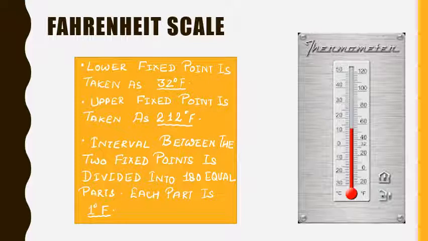Next scale is Fahrenheit scale. In this scale, the lower fixed point is taken as 32 degree Fahrenheit. The upper fixed point is taken as 212 degree Fahrenheit. The interval between the two fixed points, that is from 32 degree Fahrenheit to 212 degree Fahrenheit, is divided into 180 equal parts. Remember, in Celsius scale it was 100 equal parts. Here it is 180 equal parts, and each part is equal to 1 degree Fahrenheit.